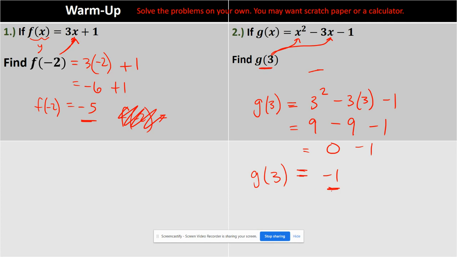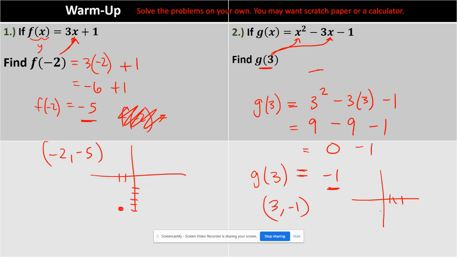And all this really means is 3 is the x coordinate, -1 is the y. It's a coordinate in space. So is this one, -2, -5, is some coordinate out in space. This one just means 3 right and down 1. So that's all that really means visually.